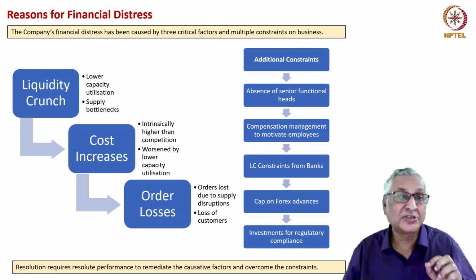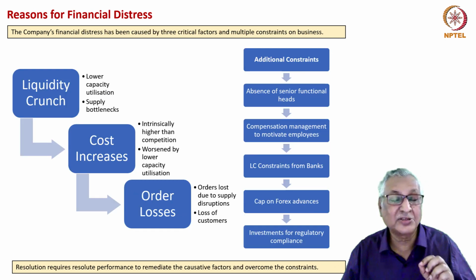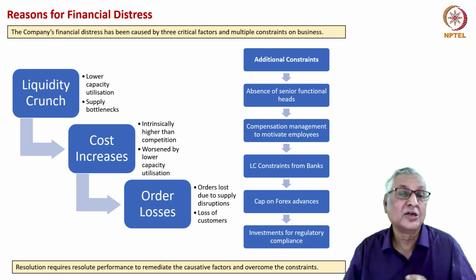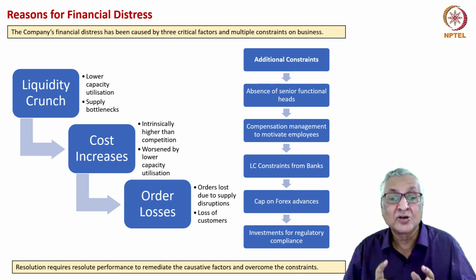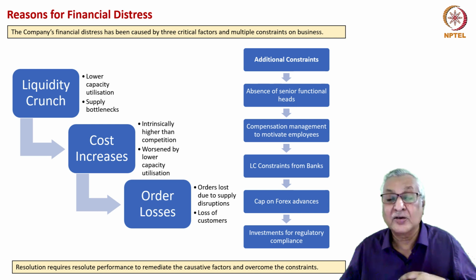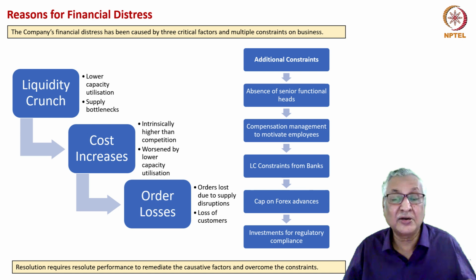The company's financial distress, I'm repeating this too, has been caused by three critical factors and multiple constraints on business. First, liquidity crunch due to lower capacity utilization and supply bottlenecks. Second, cost increases because the original cost itself has been higher than competition. When lower capacity utilization worsened it, the company was completely uncompetitive.